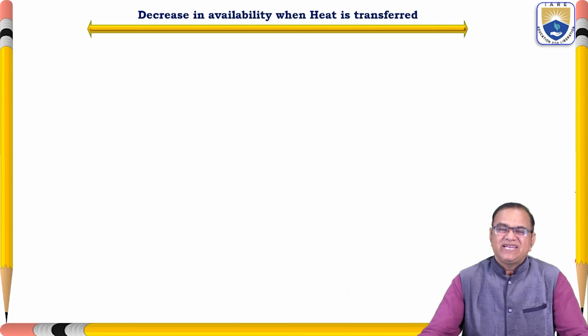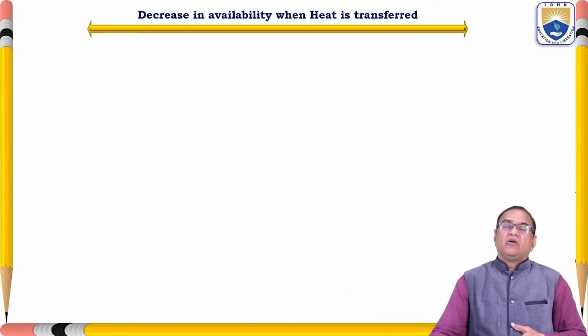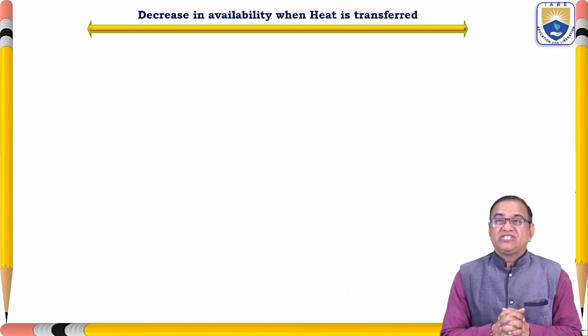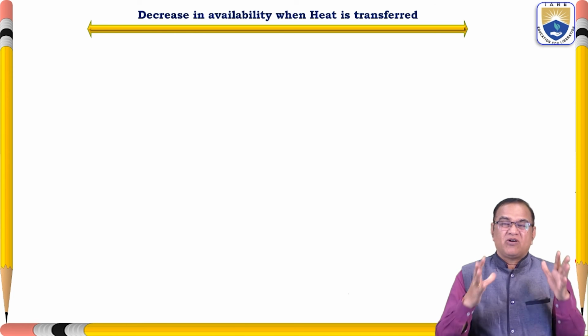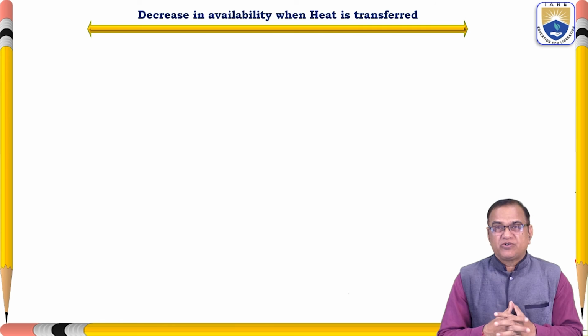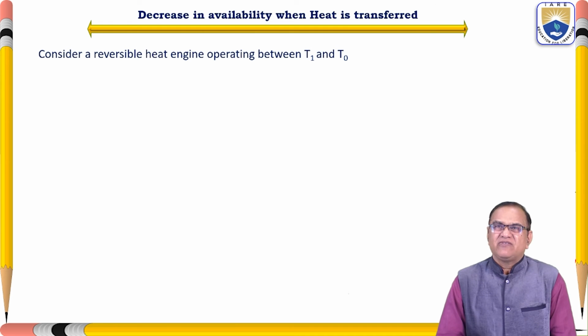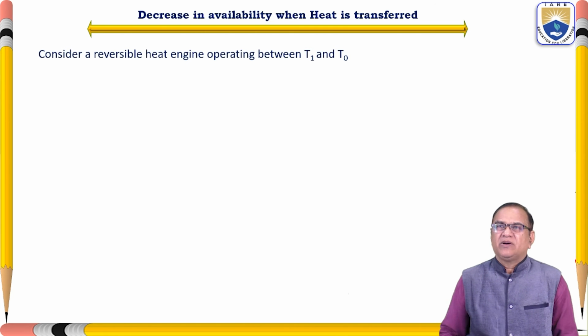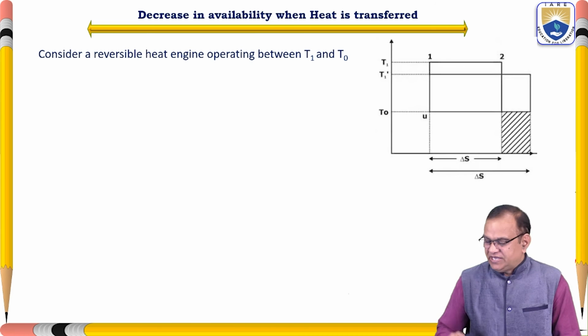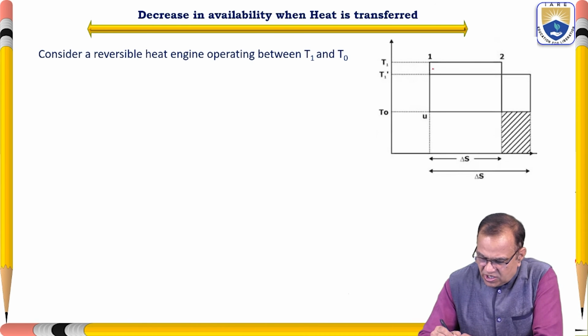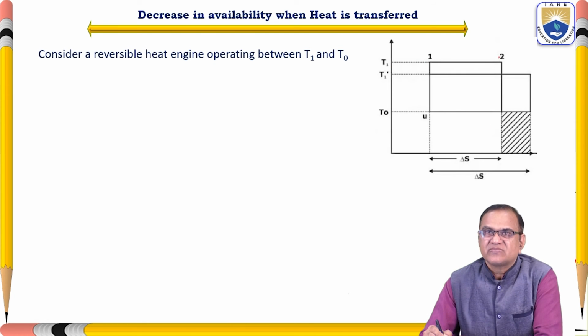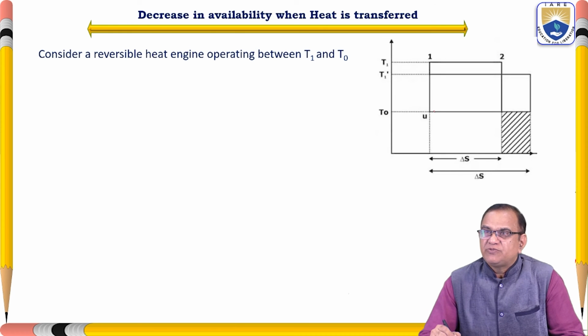Next point is decrease in availability when heat is transferred. How much is the available energy decreased during the transfer of heat from source to the sink? How much work is produced? These are things we are going to discuss here. So consider a reversible heat engine operating between the temperatures T1 and T0. Here you can see that this is 1, 2 at the T1 temperature, and in this, this is your waste.